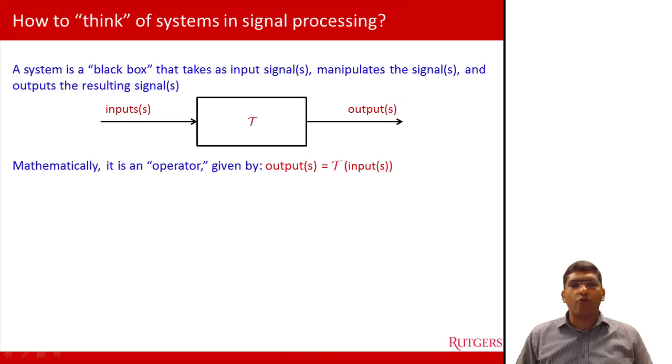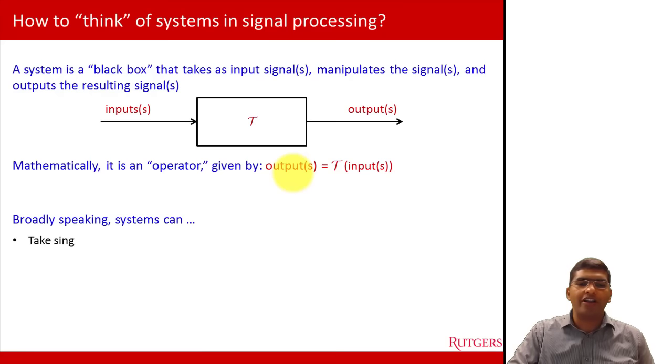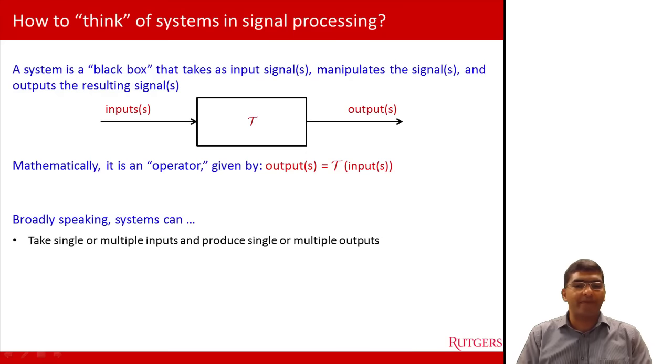Now mathematically, what is a system? Mathematically, a system is an operator. So if you are not familiar with the term operator, think of it as a function where the inputs are now, instead of single variables, functions themselves or signals, and the outputs are functions or signals. So the system is an operator that takes as input this function, whatever this would be, and outputs another function. That's the mathematical characterization of a system.